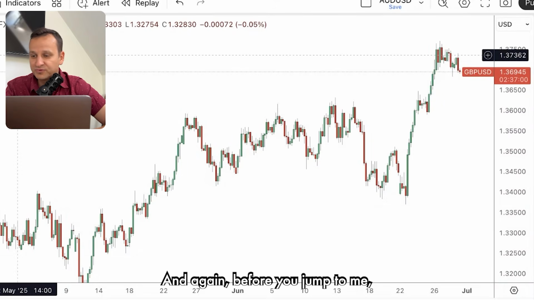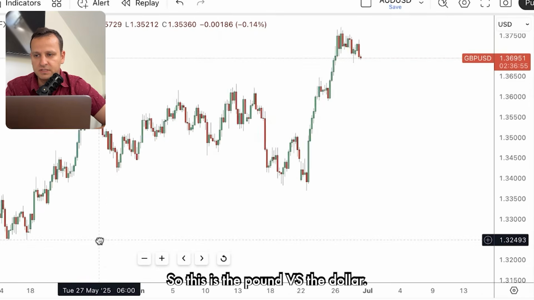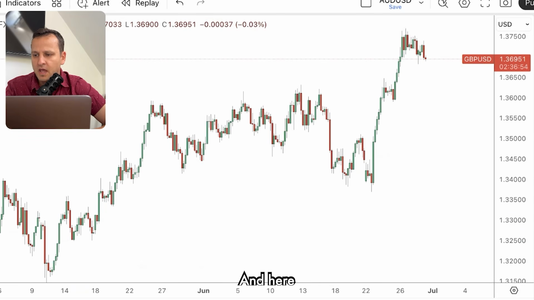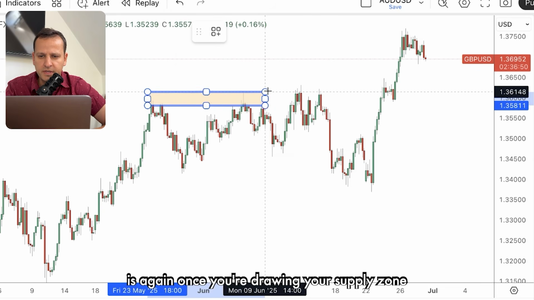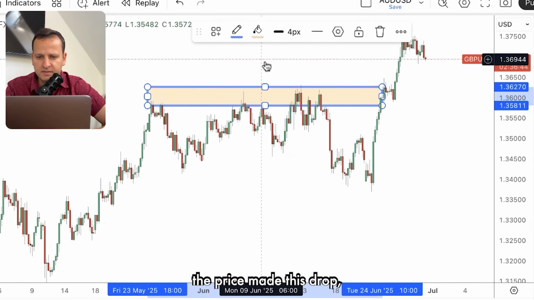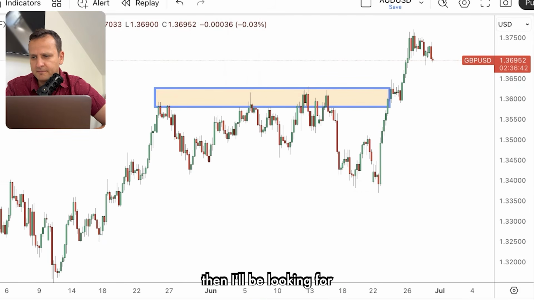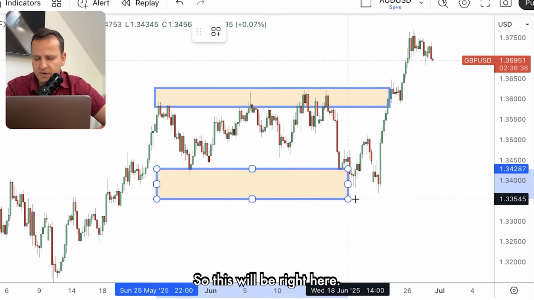And again, before you jump to me, I would like to actually share a live trading chart. So this is the pound versus the dollar. Here, what I will be looking for is, again, once you're drawing your supply zone, and this will be just before the price made this drop, then I'll also be looking at drawing the demand zone. So this will be right here.